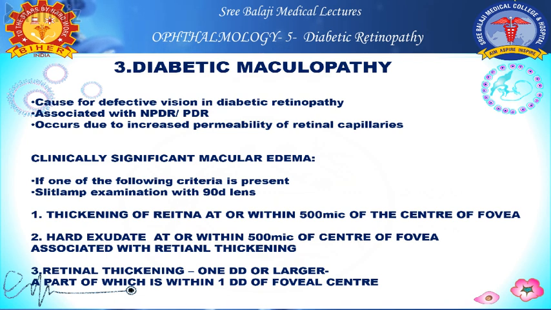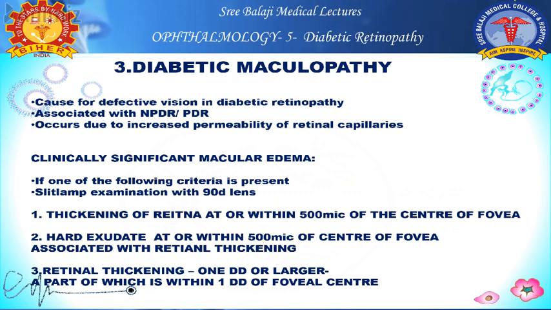Because the major cause for defective vision in diabetic retinopathy is due to diabetic maculopathy. So this diabetic maculopathy can be associated with non-proliferative diabetic retinopathy and proliferative diabetic retinopathy. So why does this edema occur? Maculopathy occurs due to increased permeability of the retinal capillaries. So again we call diabetic maculopathy as clinically significant macular edema. So if one of the following criteria is present, we call it as CSME.